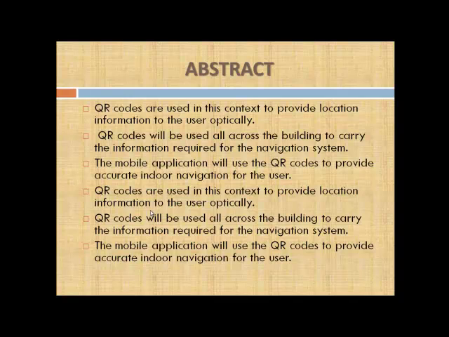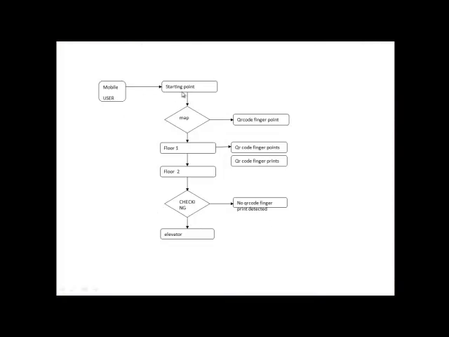Let us see the flow of the diagram. The mobile user starts at the starting point and maps the floor. We use floor 1, floor 2, floor 3, floor 4 and basement stations. The conditions should be floor 1, floor 2. We mention the mapping for the fingerprint code. For the fingerprint code, we have floor point 1 and floor point 2, where we check the fingerprint code for the user's location scanning procedure.